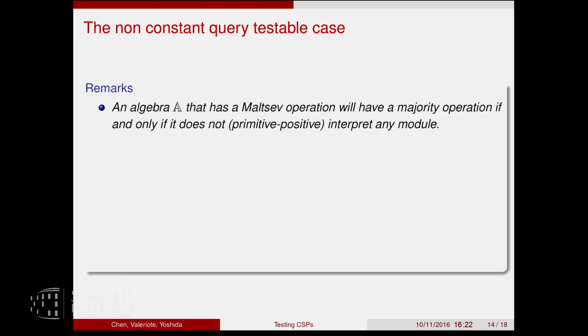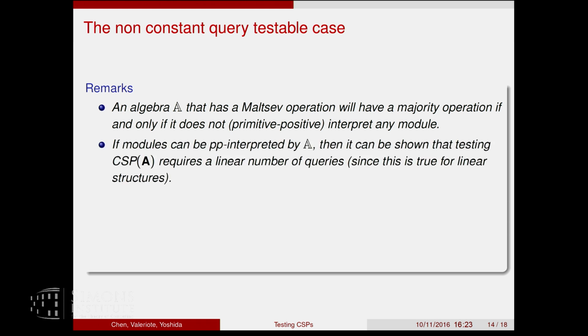Well, this is where some interesting algebra comes into the picture. If an algebra has a multiset operation but fails to have majority, then one can capture that in more structural ways. It turns out that this will happen if and only if the structure in some sense interprets a module or some sort of additive structure. And in the way that Libor was talking about yesterday, if our template fails to have both of these polymorphisms, then it can pp-interpret modules. And since the query complexity of testing over an additive structure like a module is going to be linear, that carries over to the template A. So on the negative side, we find bad interpretable structures, and that lifts to bad query complexity for the given template.